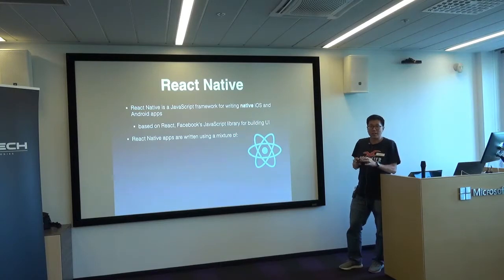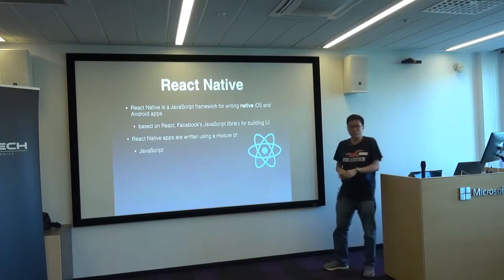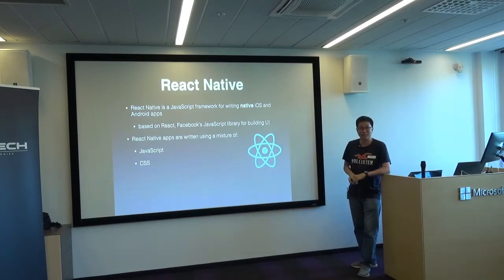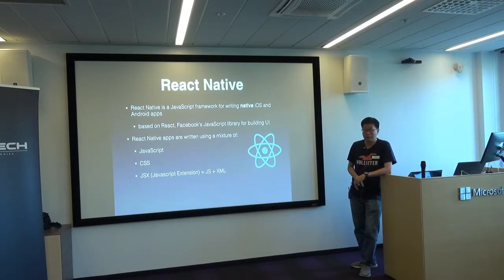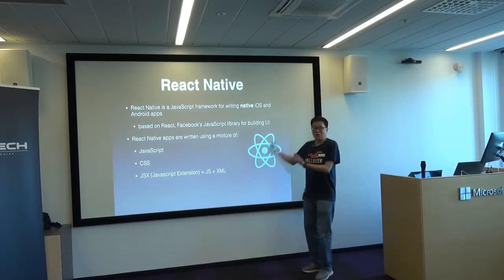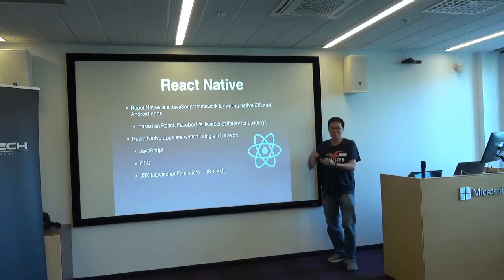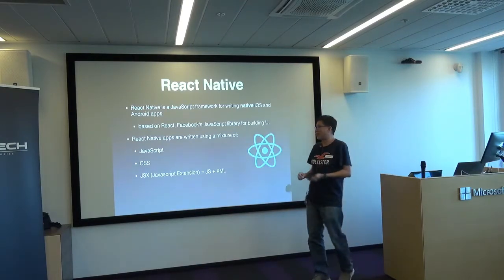So how do you write React Native applications? You write them using a mixture of JavaScript, CSS, and what you call JSX, JavaScript extension. Another name for spaghetti code. So you write your UI, you write your business logic, all embedded together, called JSX.